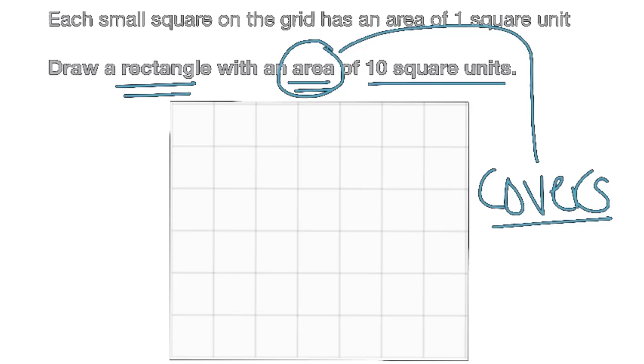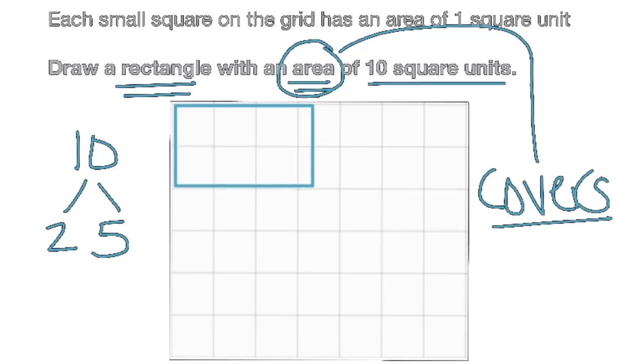So that means we're going to have to break up our 10 into equal groups. Since it can't all fit on one row, we're going to have to break up the unit squares into groups. So we can break up a 10 into 2 groups of 5 or 5 groups of 2. Either one of those will work. So let's do that. Let's draw ourselves a rectangle.